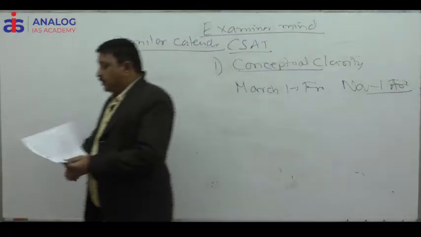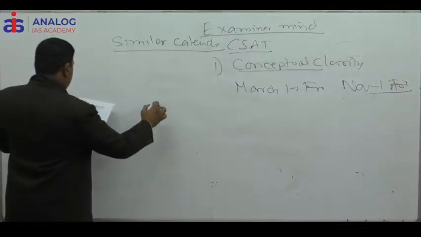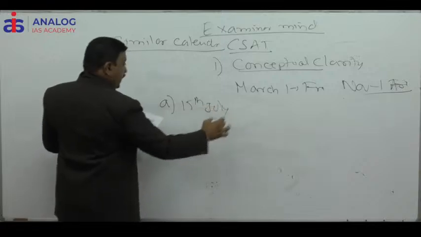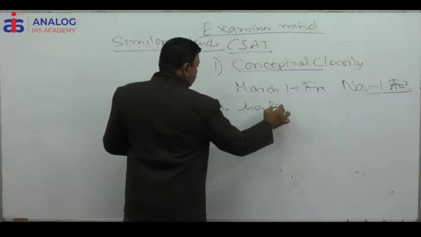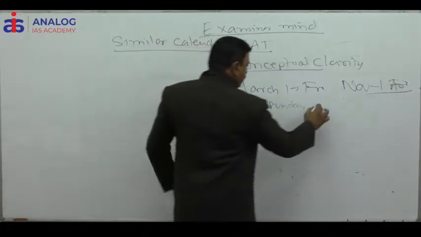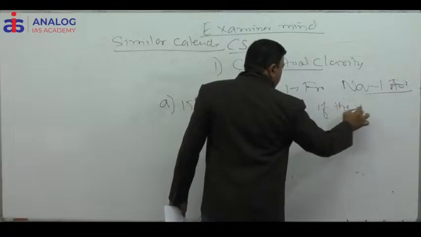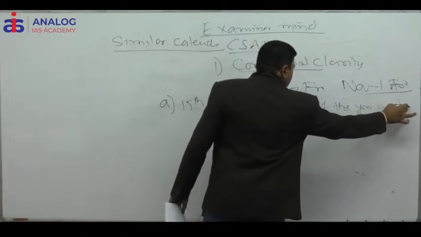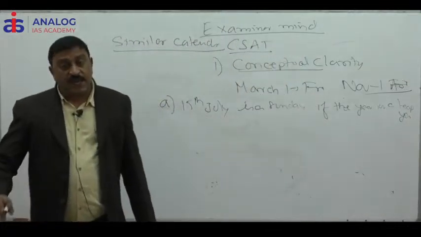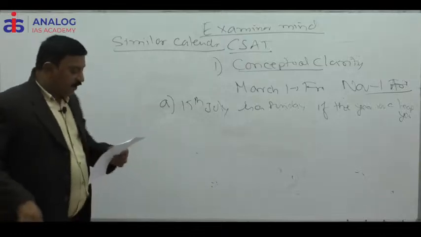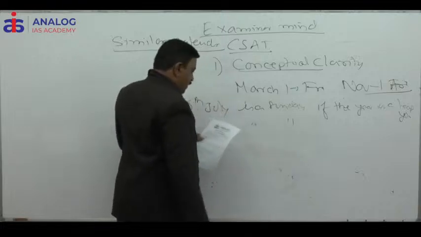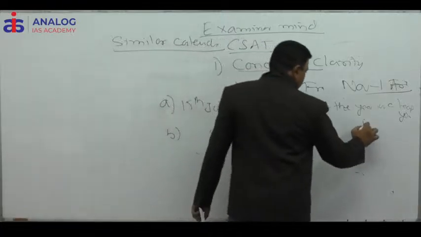So they gave the first option, A, 15th July is a Sunday if the year is a leap year. Second, B, 15th July is a Sunday if the year is not a leap year.